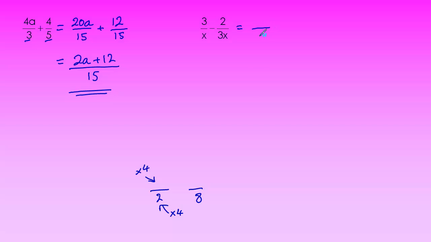Here, 3x is the lowest common multiple of x and 3x. Think about it, x goes into 3x and 3x goes into 3x. So the bottom here has been multiplied by 3, do the same to the top. This one hasn't changed. 9 take away 2 is 7, so we get 7 over 3x.